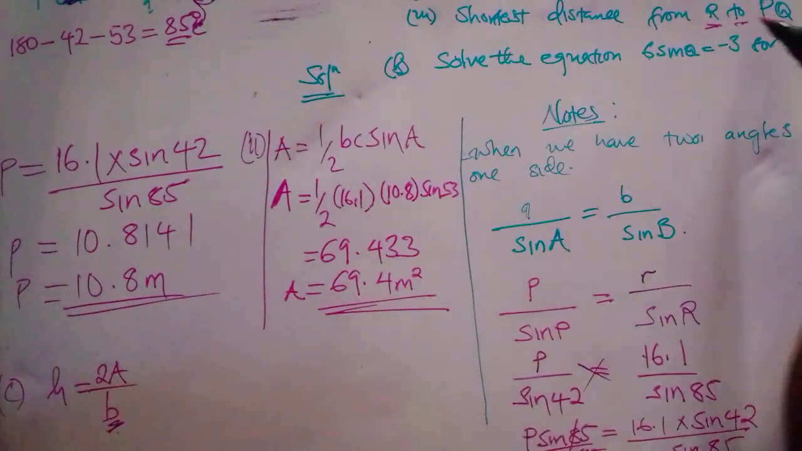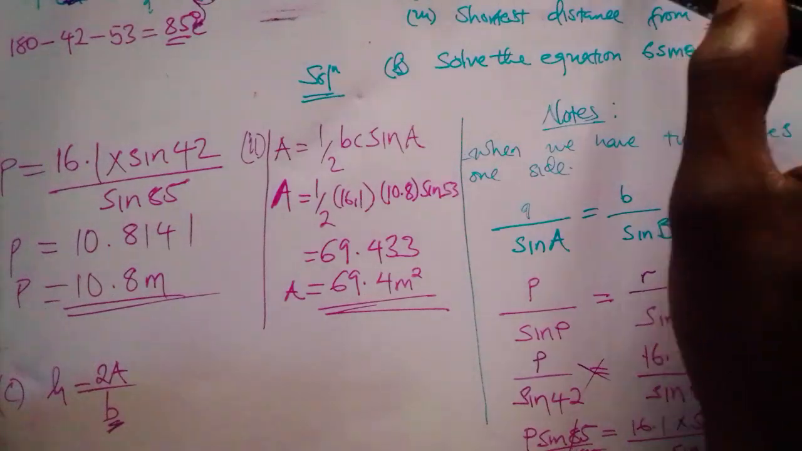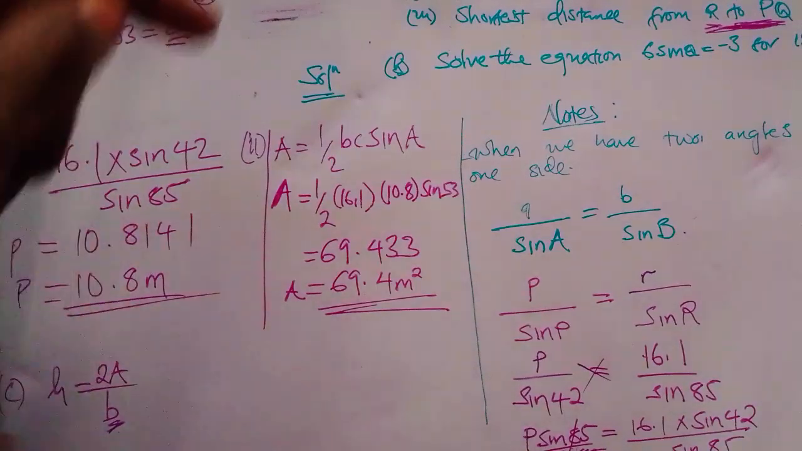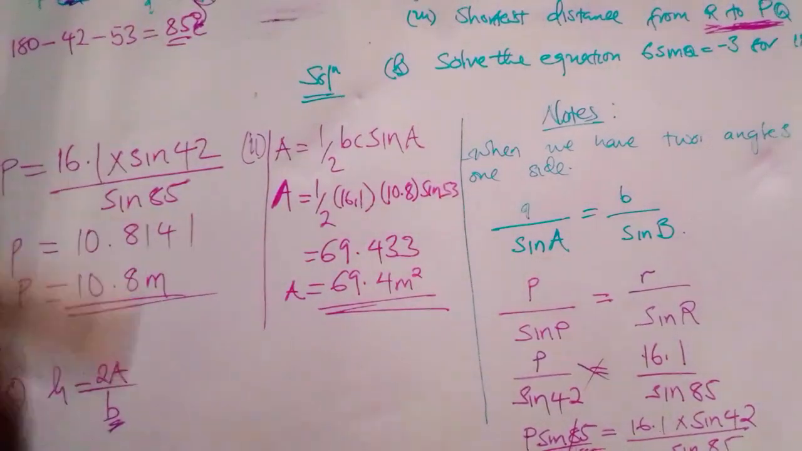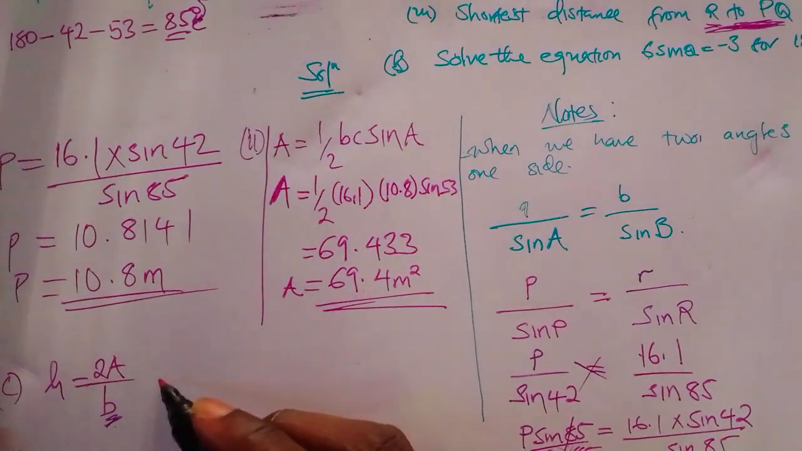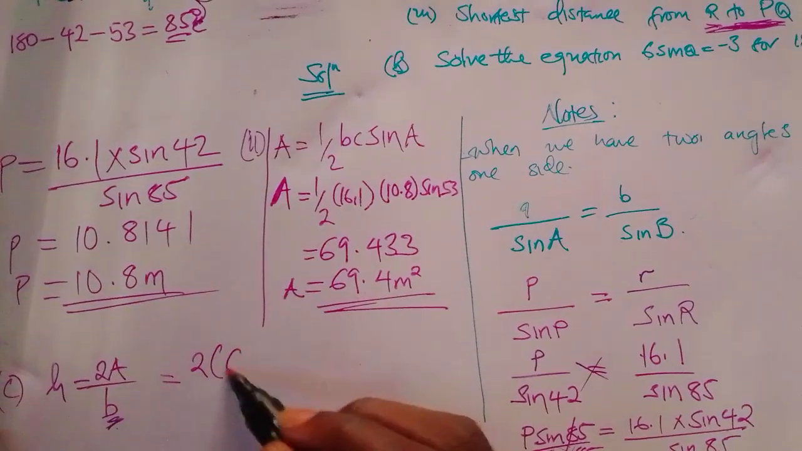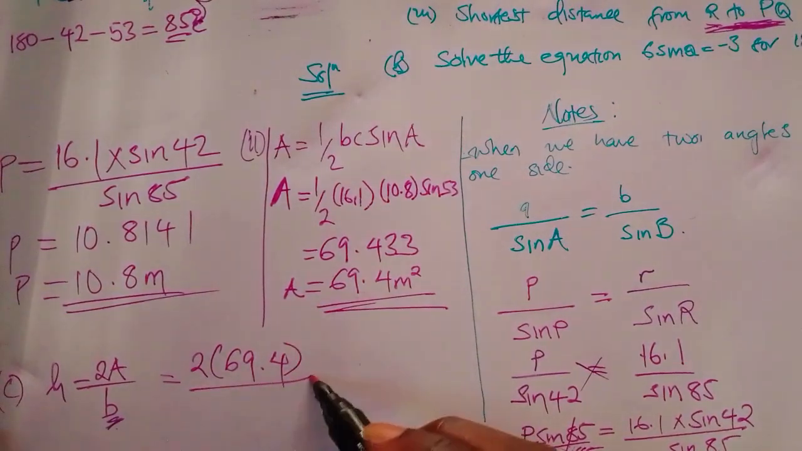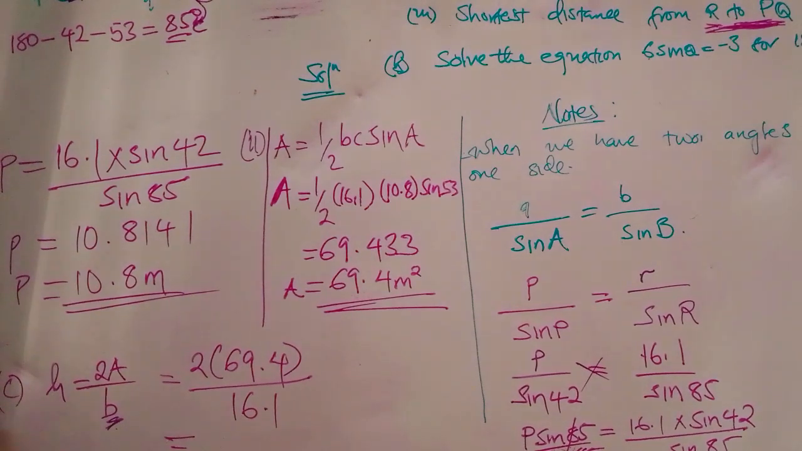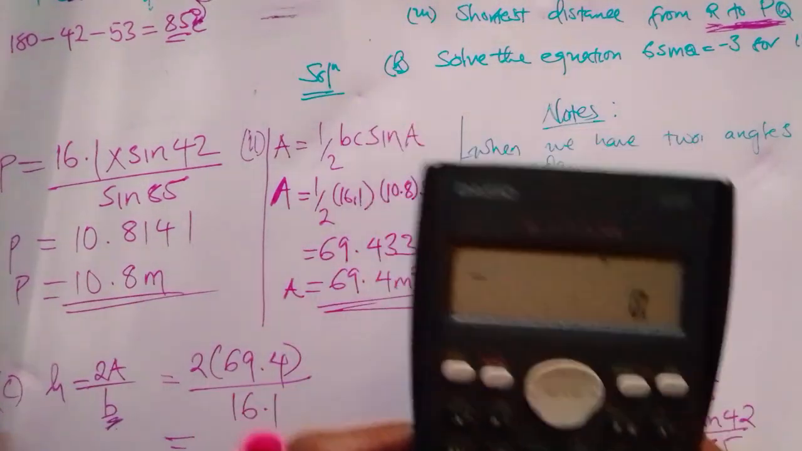So the base will have 16.1. So follow the letters. Always look at the letters. Don't just start solving because you know how to use the sine rule. Use the letters properly. Most of you just know that the answer we solve here always becomes the base. No, it changes. So we have the area, 69.4, divided by our base, which is 16.1.